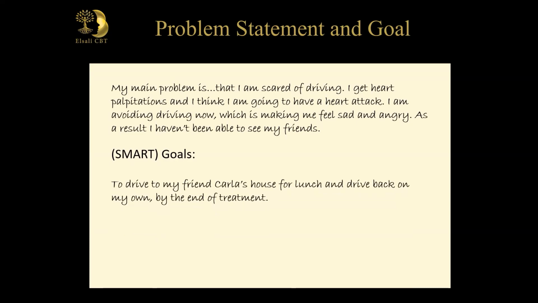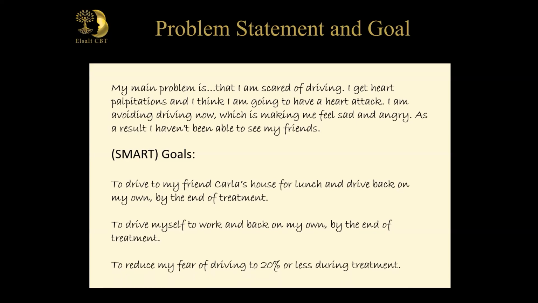For this lady, her first goal is that she'd like to drive to her friend Carla's house for lunch and drive back on her own by the end of treatment. That she would like to drive herself to work and back on her own by the end of treatment. And that she would like to reduce her fear of driving to 20% or less during treatment. This is just an example of goals. Her goals may have been completely based on the emotions that she was experiencing and reducing those emotions, but these are some pretty good goals.